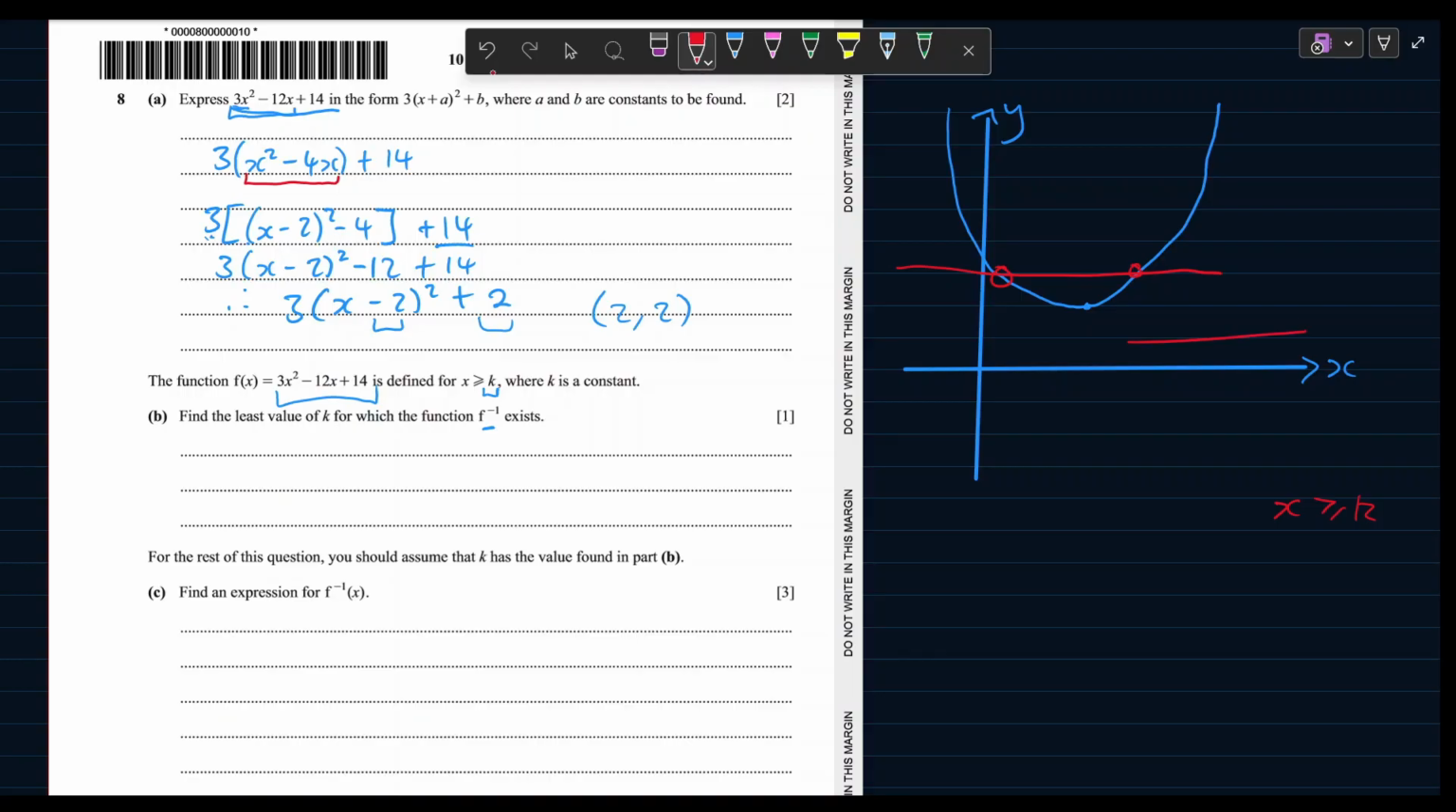So if we want the domain x greater than or equal to k, obviously it means that we are moving to the right. So they want to know what's the smallest value of k that you're going to have a one-to-one function. So if, for example, let me just get rid of this horizontal line and these circles.